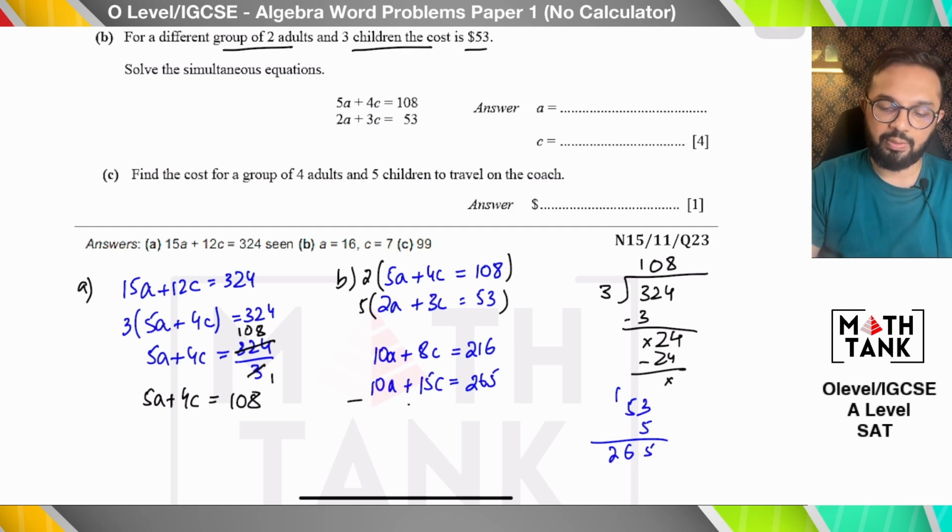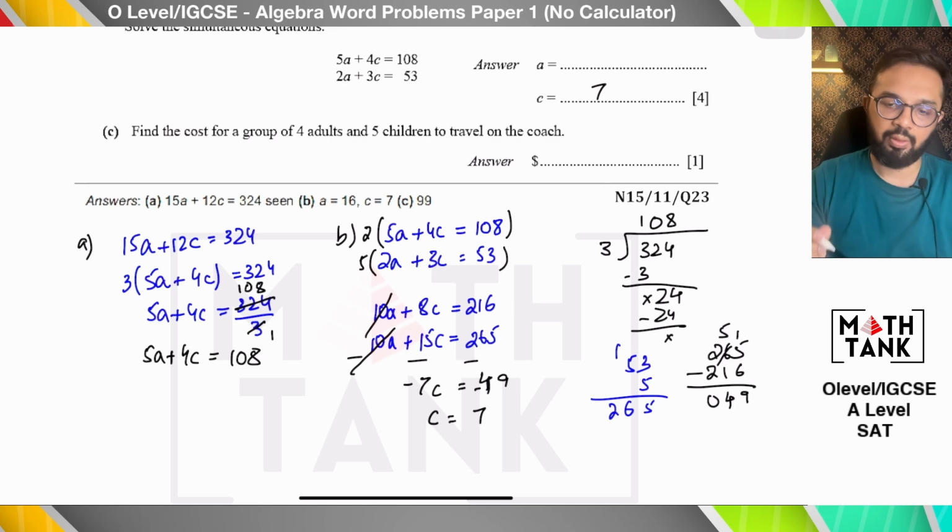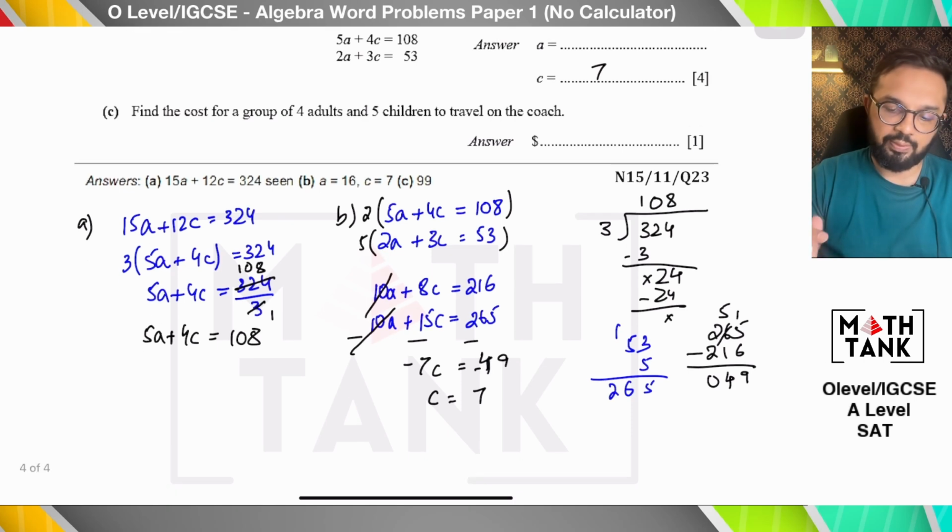I need to eliminate, so I'm going to subtract them. So 8C minus 15C gives me minus 7C, and 216 minus 265. Okay, so that I will have to do manually. That's 9. 5 minus 1 is 4 and 0, so I get 49 with a negative sign. So C equals 7. Okay, and then let's find out A.